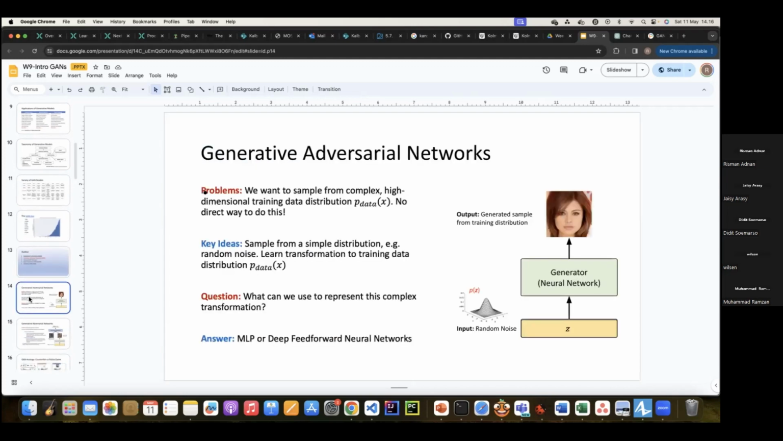So how does GAN work? There are some key concepts you have to understand before you take a look at the code. First, we have to define our problem. We want to sample from a complex high-dimensional training data distribution. We want to generate samples. The first key idea of GAN is to make a neural network a generator. The input of this neural network should be random noise, but you know the probability distribution that generates the random noise Z. We call it PZ. So you can choose a Gaussian distribution to generate Z, and you enter the Z into the neural network.